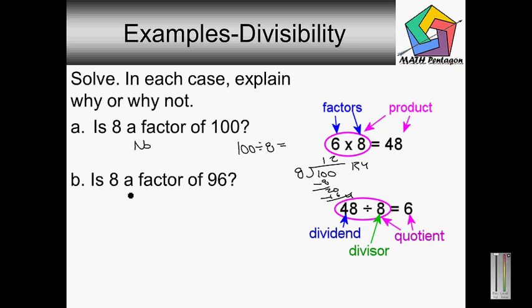Okay, let's go to the next one. Is 8 a factor of 96? Yes, because it goes in evenly. 96 divided by 8, let's do the division. 8 goes into 9 one time. 9 minus 8 is 1. Drop down the 6. 8 goes into 16 two times. Yes, 8 is a factor of 96 because, as you can see, 8 times 12 equals 96. So that is the correct answer.